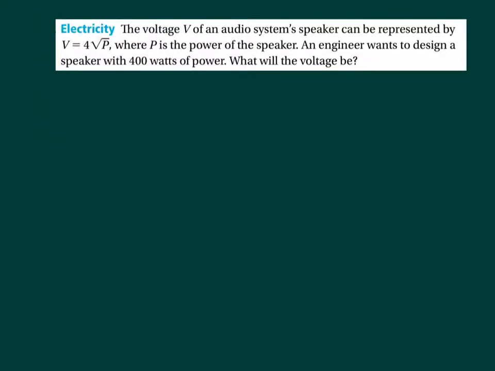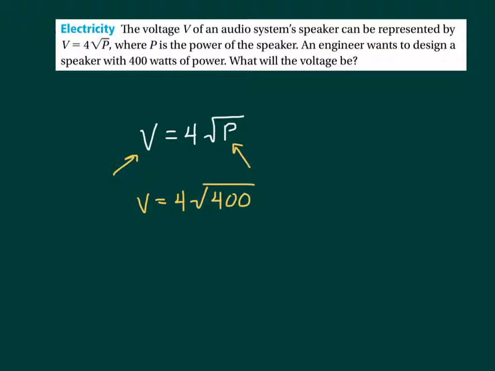We have our formula, V equals 4 square root P. V is the voltage of an audio system speaker. P is the power of the speaker. An engineer wants to design a speaker with 400 watts of power. What will the voltage be? Does 400 get plugged in for V or for P? P. So we have V is 4 times the square root of 400. So we have that V is 4 times 20, which is 80.